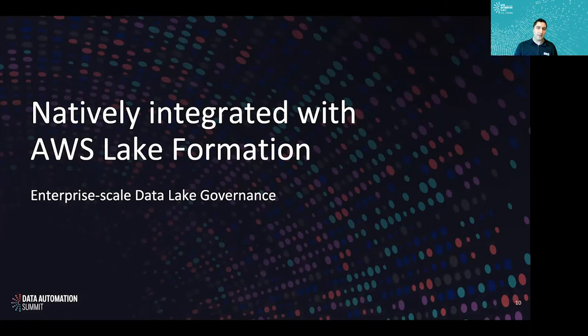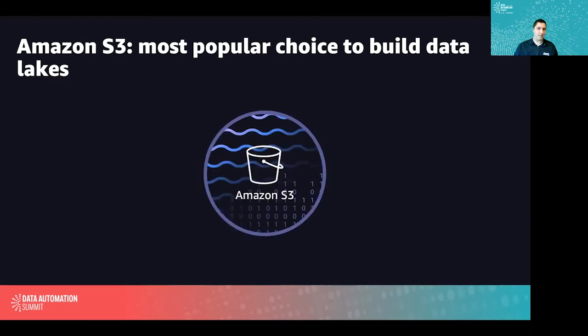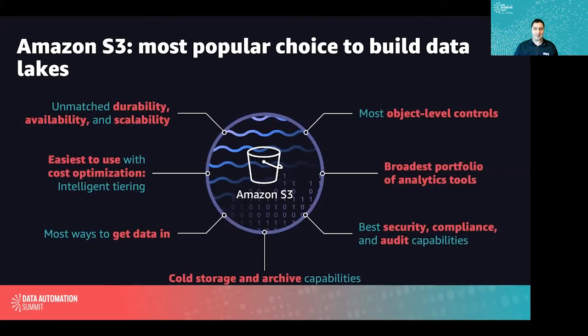The additional benefit of using AWS Glue is its native integration with AWS Lake Formation. AWS Lake Formation provides enterprise scale data governance. So Amazon S3 is the most popular choice on which to build data lakes. It provides unmatched durability, availability, and scalability. It's easy to use with intelligent cost optimizations and tiering. There are more ways to get data in and out of S3 than anything else, and more object level access controls. And it's got the broadest portfolio of analytics tools that interface with it. It has the best in class security, compliance, and auditing capabilities as well.